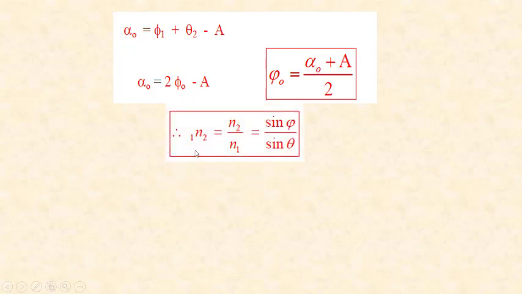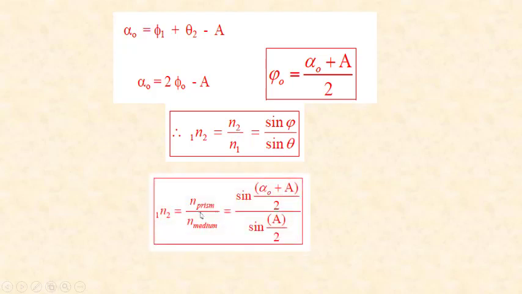From the previous lesson, you know that n12, the refractive index between the material of the prism and the other medium, equals sine phi over sine theta. Phi here is phi node and theta is also theta node. By substituting it, n equals sine of alpha node plus A over 2, divided by sine A over 2.